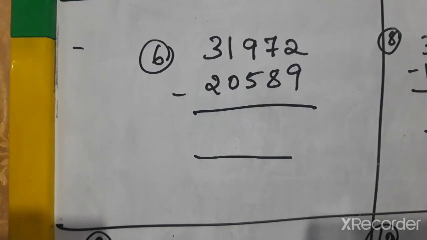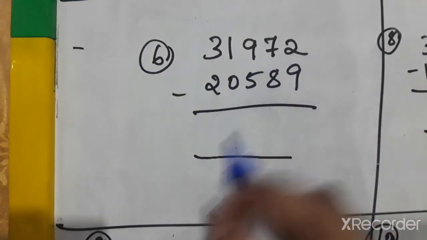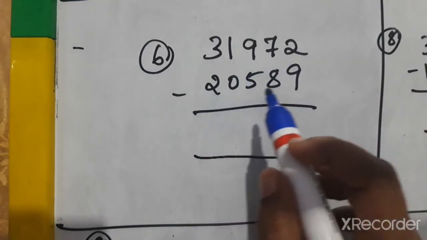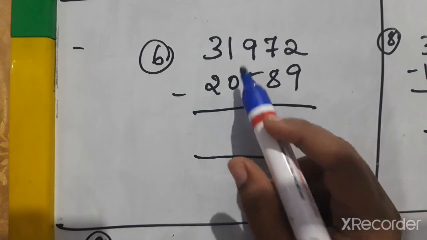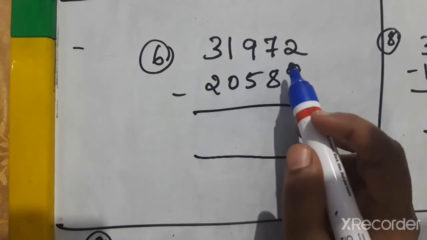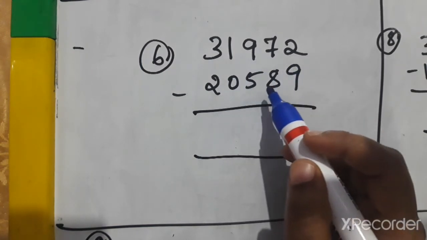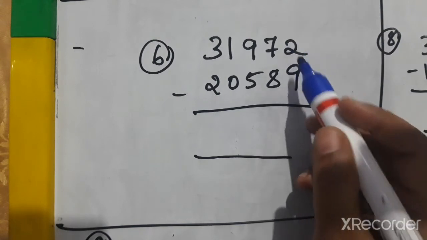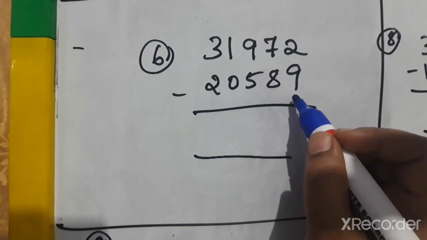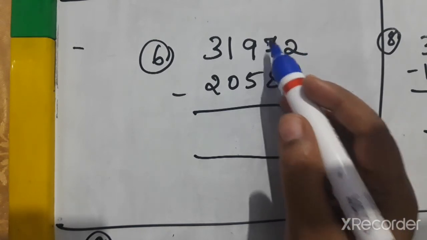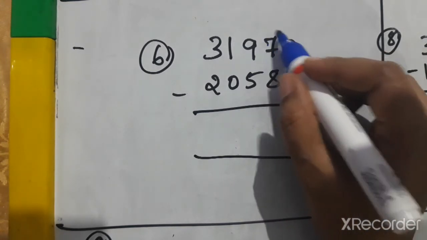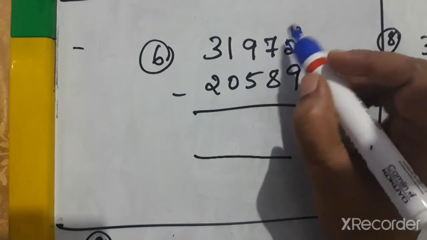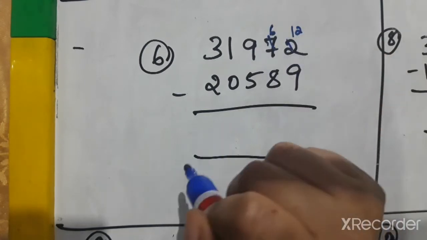Now sixth question, children. 31,972 minus 20,589. Now we have to subtract. 31,972 minus 20,589. 2 minus 9, we can't subtract it. So borrow 1 from next number. Borrow 1 means 2 will become 12 and here it is now 6.